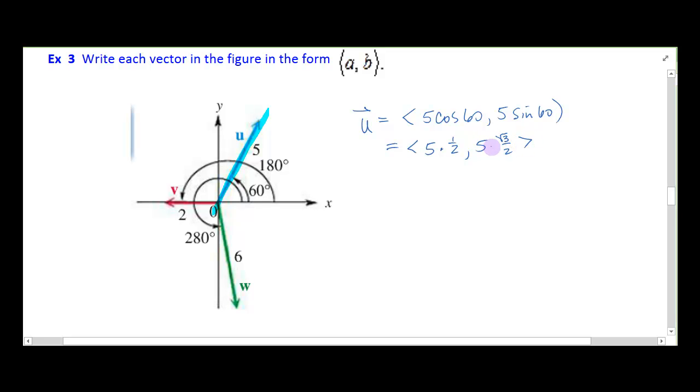In each one of those values, I'm multiplying by the magnitude. So if I wanted to give you an exact answer, not a calculator answer, the exact answer would look like 5/2 for the horizontal, and then 5 square roots of 3 over 2 for the vertical component. And you can practice finding the horizontal and vertical components of the vector v as well as the vector w if you'd like.